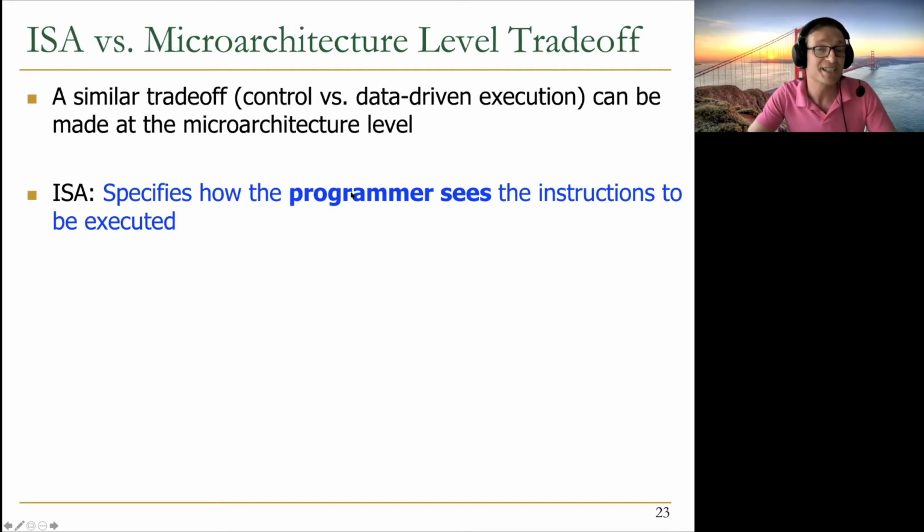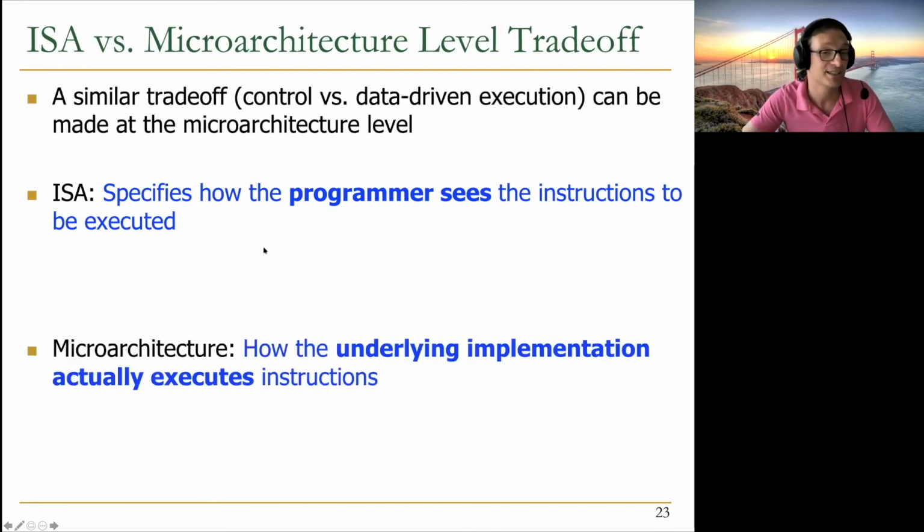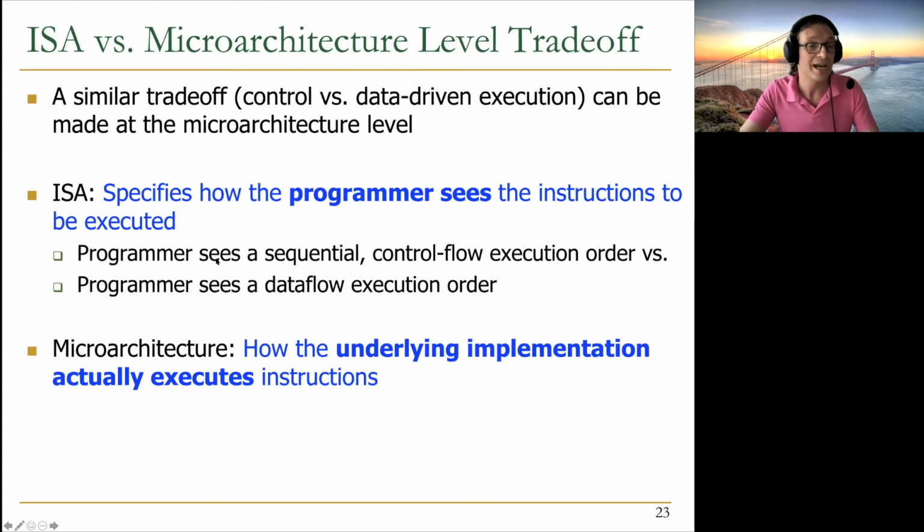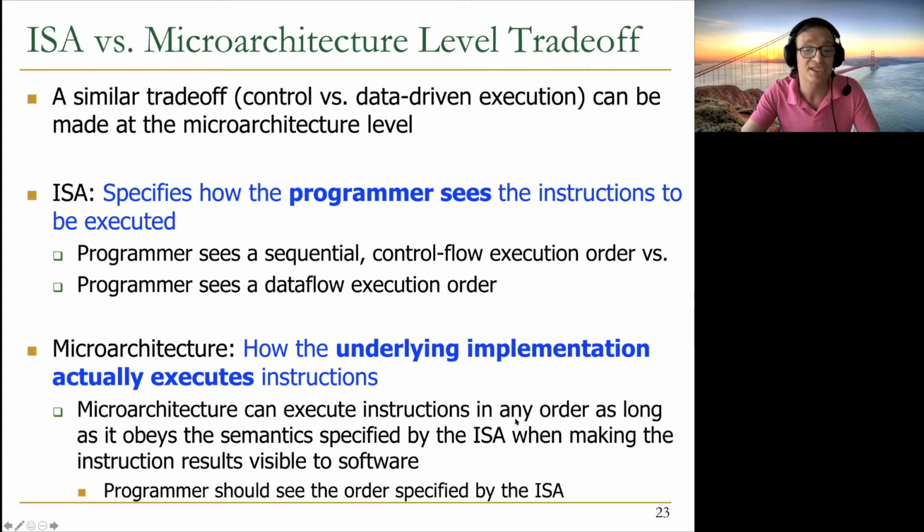Basically, ISA specifies how the programmer sees the instructions to be executed. But microarchitecture doesn't need to care about that exactly until it touches the architectural state. Microarchitecture is designed to execute instructions in some way, and that's the underlying implementation. Essentially, it's how the underlying implementation actually executes instructions. So ISA may say the programmer sees a sequential control flow execution order, or a data flow execution order. Microarchitecture can execute instructions in any order it likes, or the designer likes, as long as it obeys the semantics specified by the ISA when making the instruction results visible to the software.